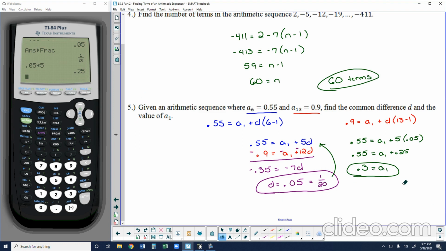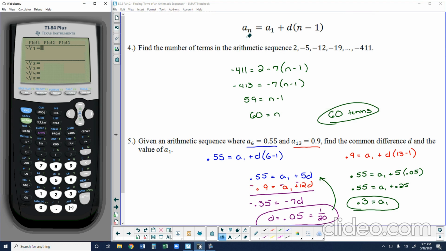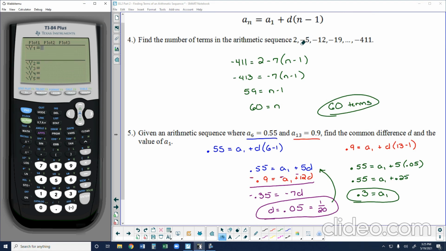Now we can check this pretty quickly in the calculator. So these were the two terms we knew existed in the arithmetic sequence. In my arithmetic sequence, I can check by going back to the general form or the explicit form of the arithmetic sequence and substituting this expression. So 0.3 would be my first term plus my difference 0.05. Instead of n, I'm going to list this as x minus 1 and then look at the table. So my first term is 0.3. If I go down here to the sixth term, it is 0.55, which we expected. And if I scroll down to the 13th term, it's 0.9.